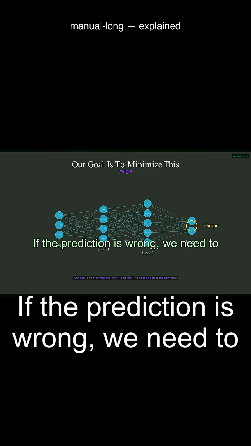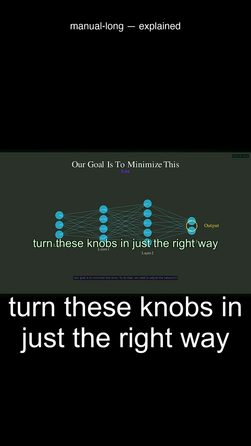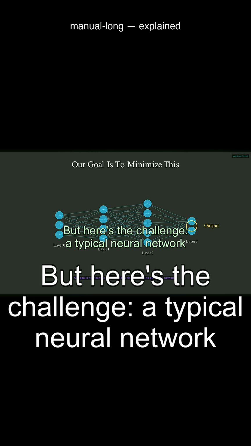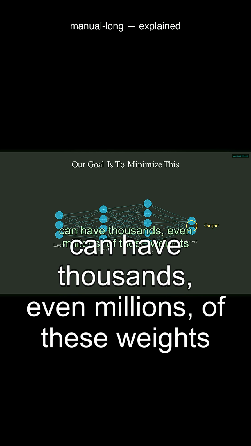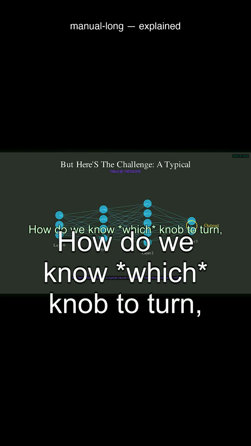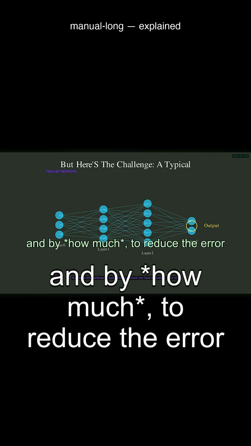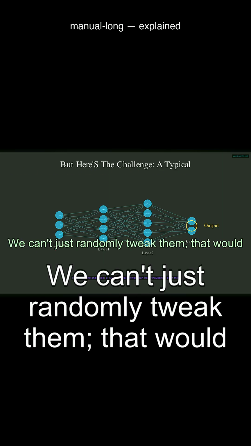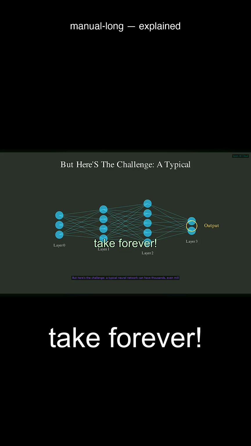If the prediction is wrong, we need to turn these knobs in just the right way to make the error smaller next time. But here's the challenge: a typical neural network can have thousands, even millions, of these weights and biases. How do we know which knob to turn, and by how much, to reduce the error most effectively? We can't just randomly tweak them; that would take forever.